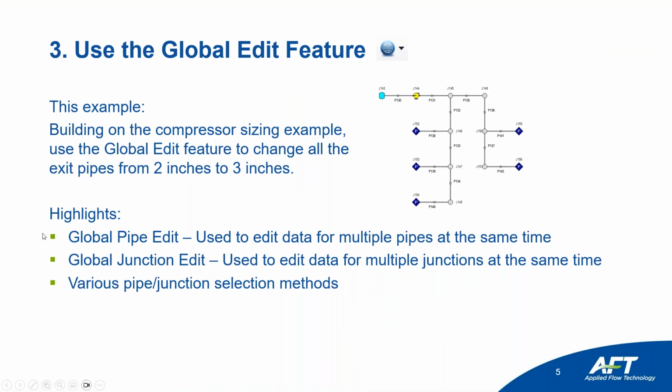So some of those highlights we touched on: global pipe edit, global junction edit, doing the same thing that we did with the pipes, except for junctions. Say you wanted to change every pressure in one of these outlet room temperature conditions. And then also the various selection methods. So with the workspace, that select special feature, the all, none, invert, all of those can be helpful and useful when you're building a model in our software.